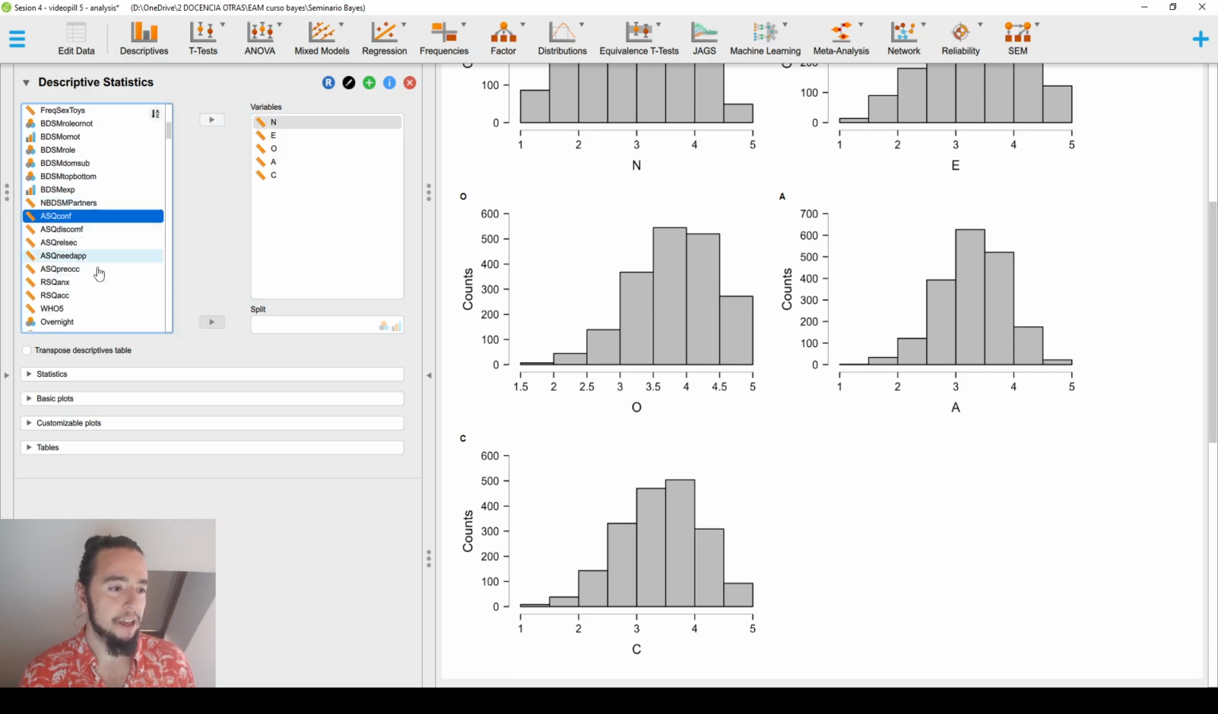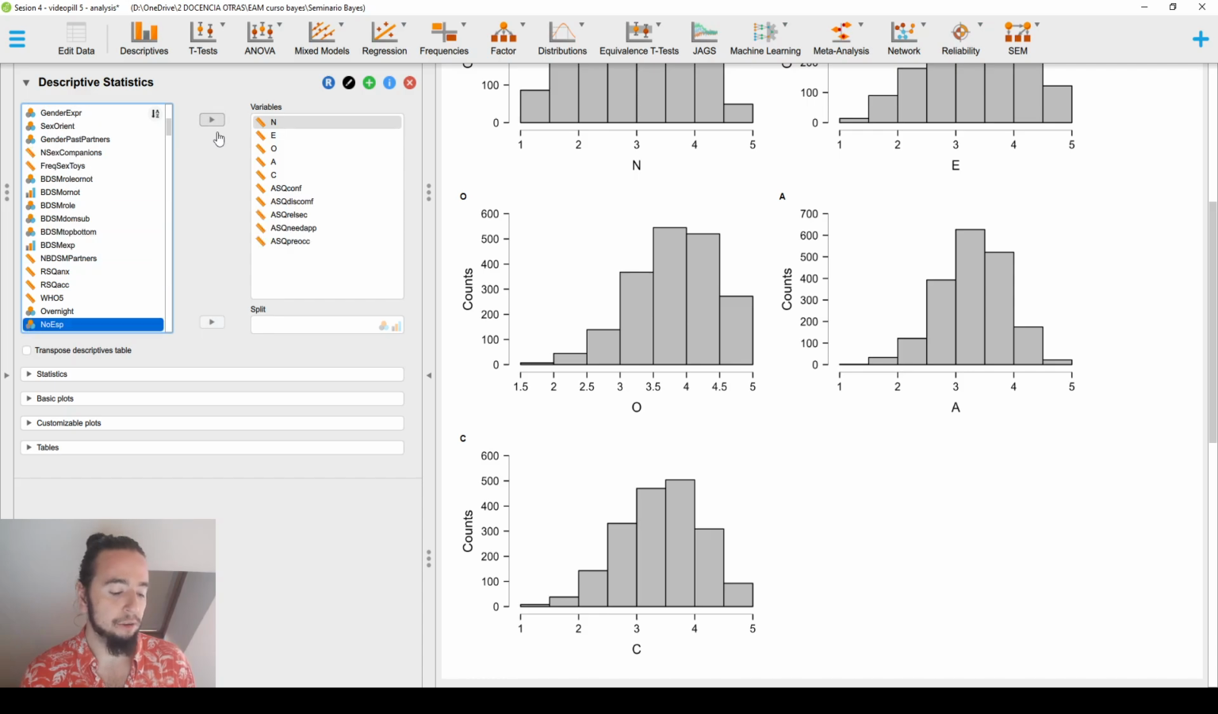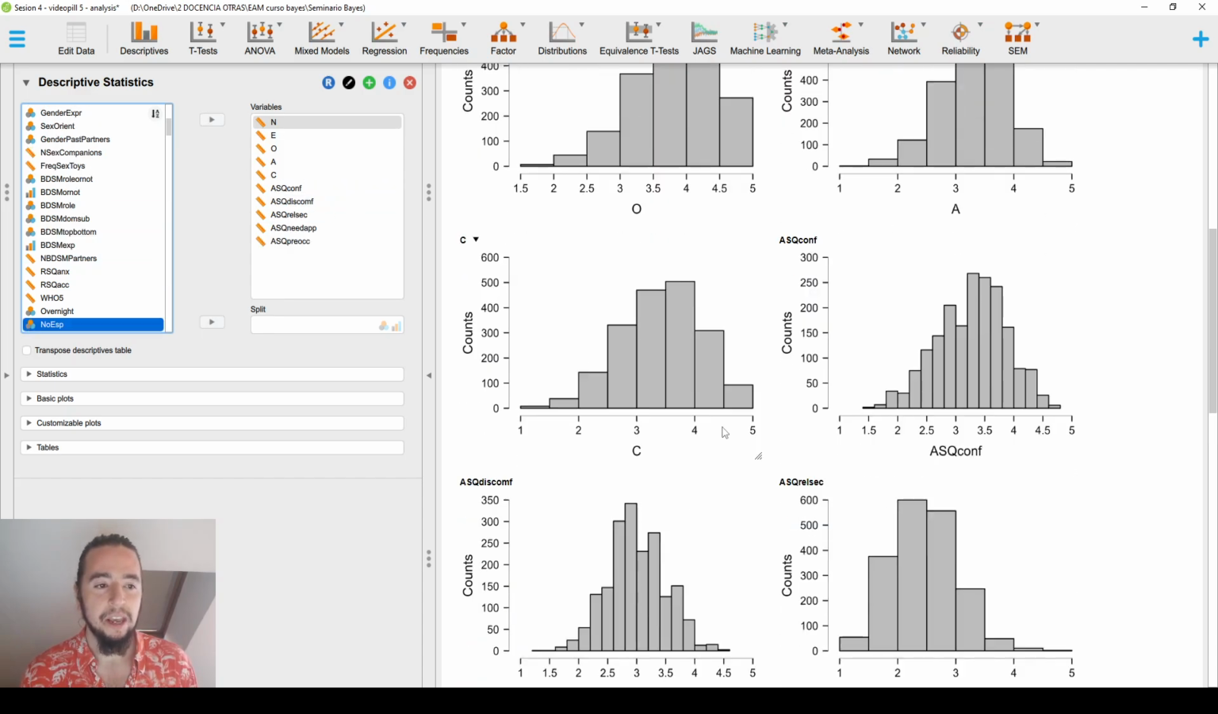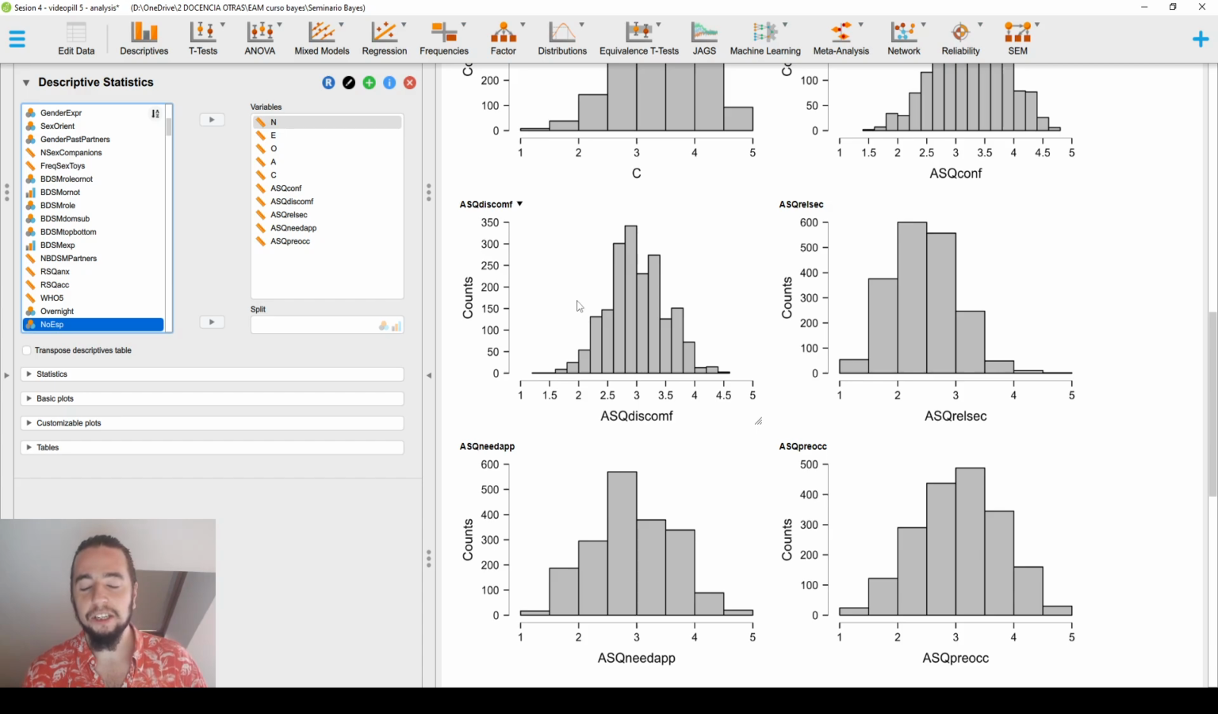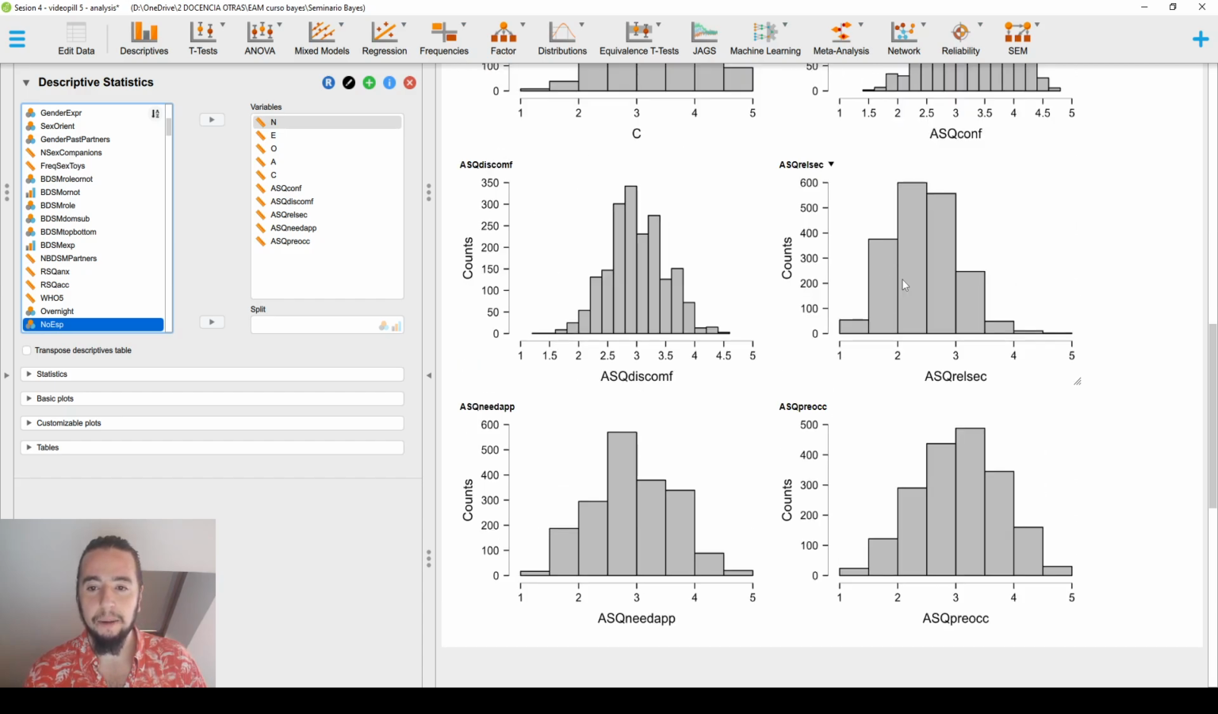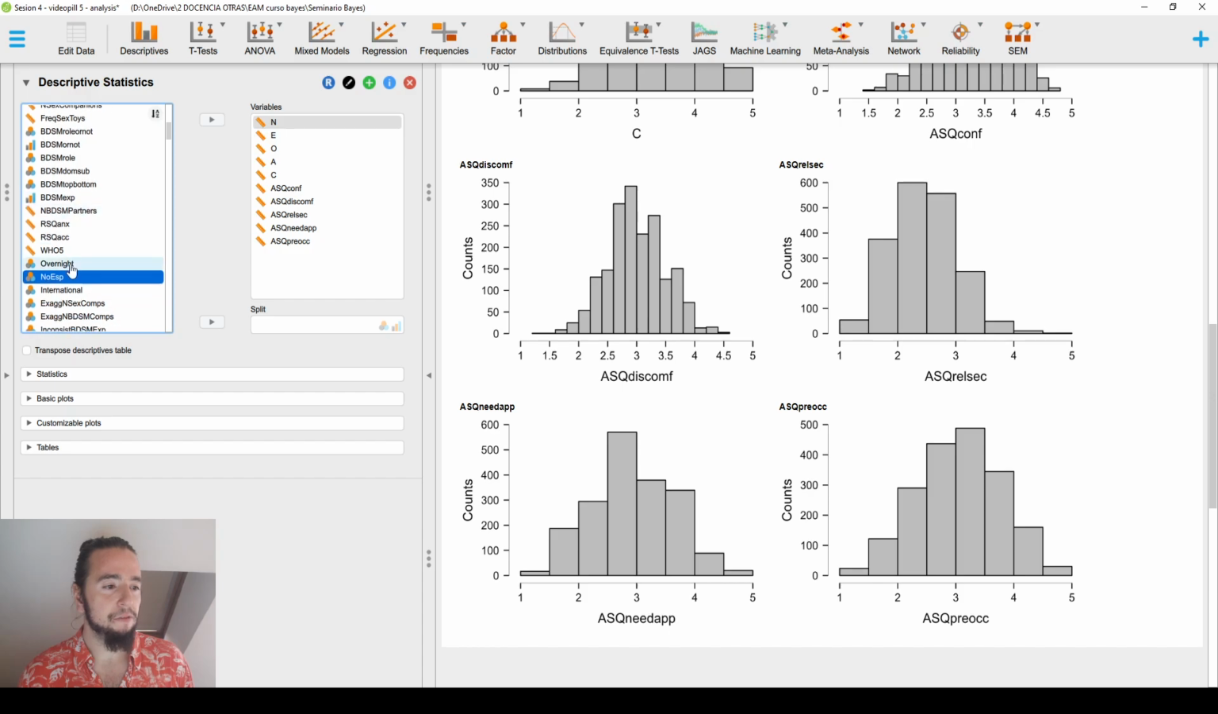We also have this adult attachment style questionnaire. Conf is confidence, which is a proxy for secure attachment. Relationship and secondary is a proxy for avoidant attachment. And also we have need for approval and preoccupation, which are subscales for anxious attachment. Okay, so as you can see here, we also have kind of normal distributions.